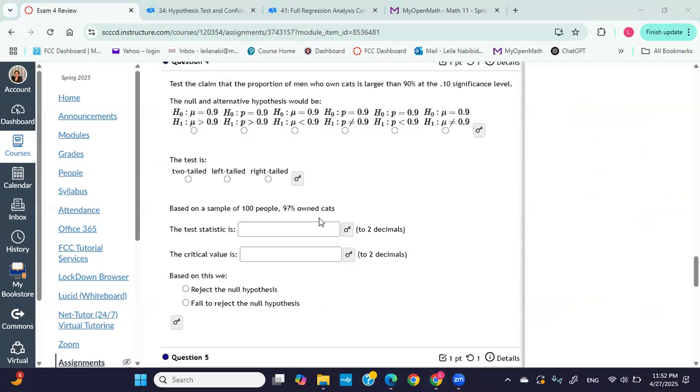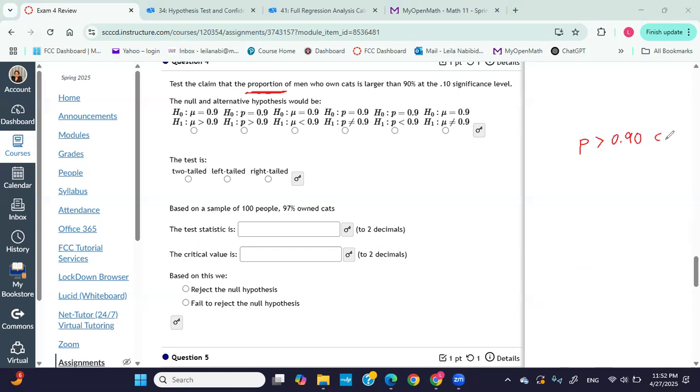Next question, it says, test the claim that the proportion of men who own cats is larger than 90% at the 10% significance level. When the claim says proportion, that tells you that you need to use P. And the claim says that the proportion of men who own cats is larger than 90%.